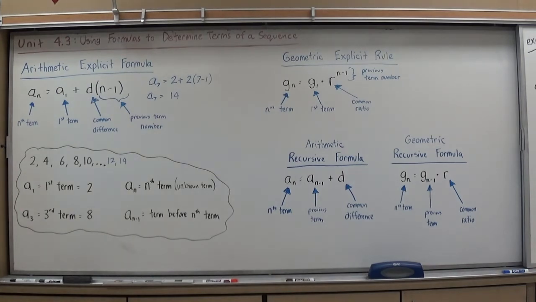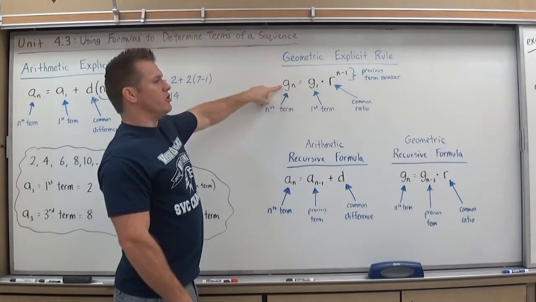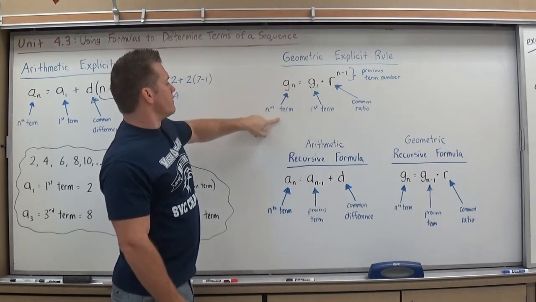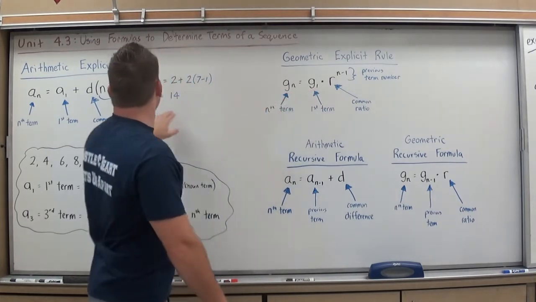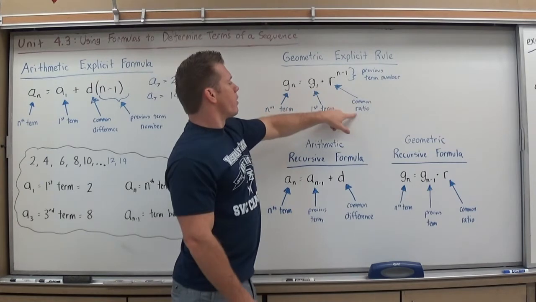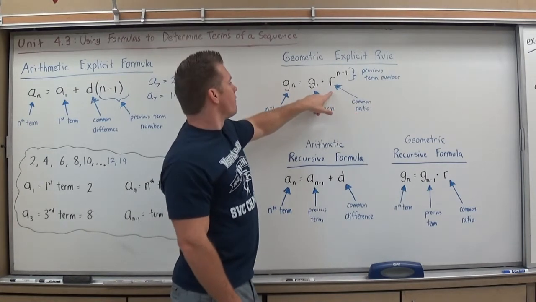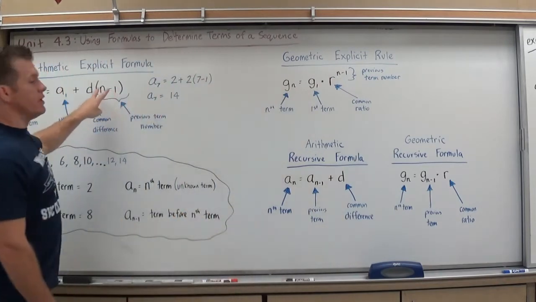Okay, for a geometric sequence, our formula is a little different to calculate. We'll use g instead to represent geometric sequence. Okay, g sub n is the nth term. G sub 1 is the first term in our geometric sequence. So just like this one, we have to have that first term to really get rolling. R will be our common ratio, what it's multiplying by in the problem. And then we raise it to the power of n minus 1, kind of like we did here.